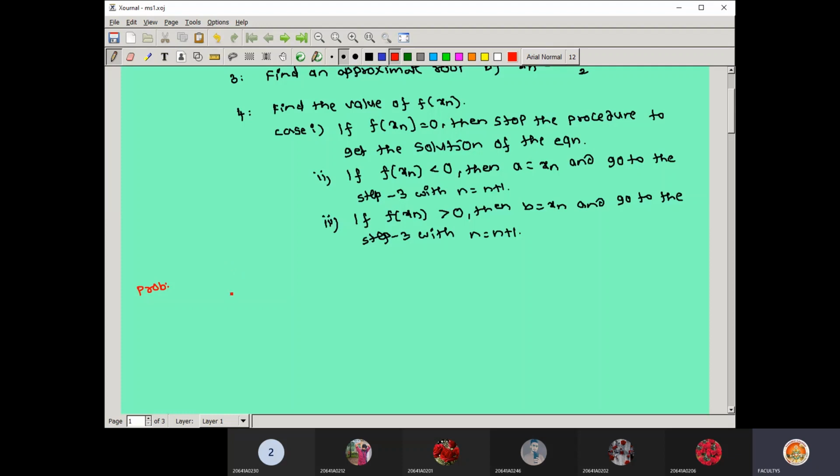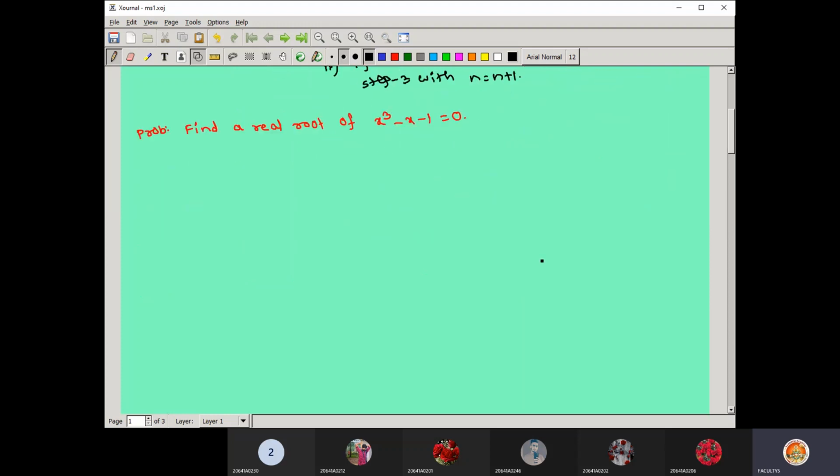Just write down the problem: find a real root of x cube minus x minus 1 equal to 0. So one expression is given. Is it an algebraic equation or a transcendental equation? We have only the two categories. Because there is no special function and it involves only one variable, you can directly say it is an algebraic equation. So for this algebraic equation, you denote it with f of x.